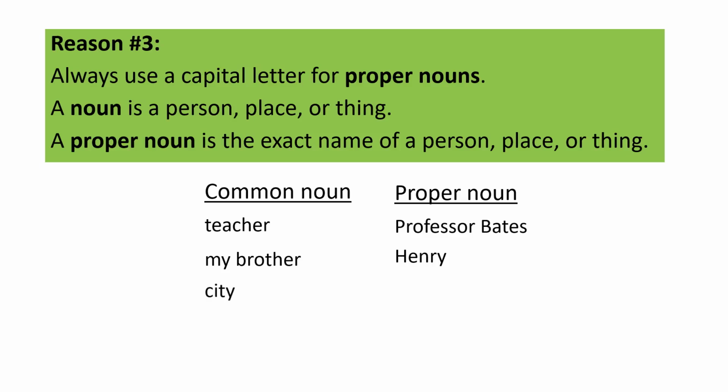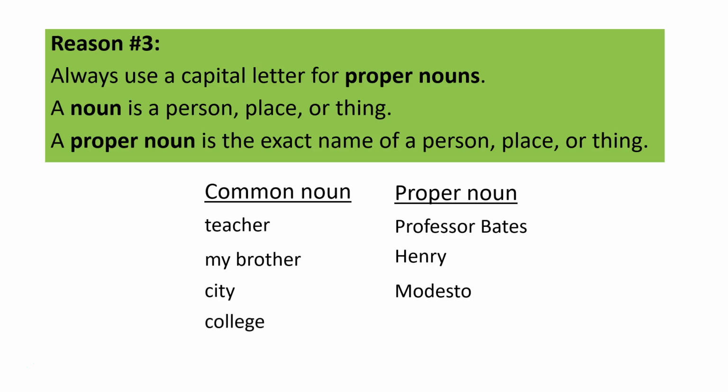The same happens with places. So the word city is a common noun. I can say that city is big, that city is small, and I don't use a capital letter for city. But what if I say the name of the city? Modesto. Suddenly that has a capital M automatically if it's a name.